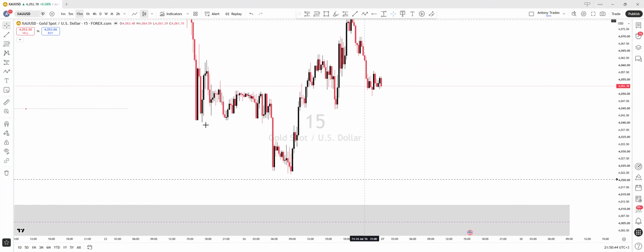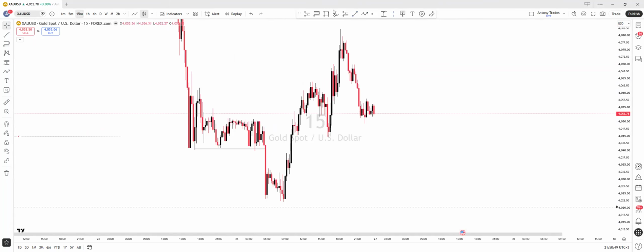15 minutes time frame is kind of giving us a change of character because we are seeing this one as our last BOS. Although this is not a strong change of character, but it's a change of character. This is what I call a weak change of character.